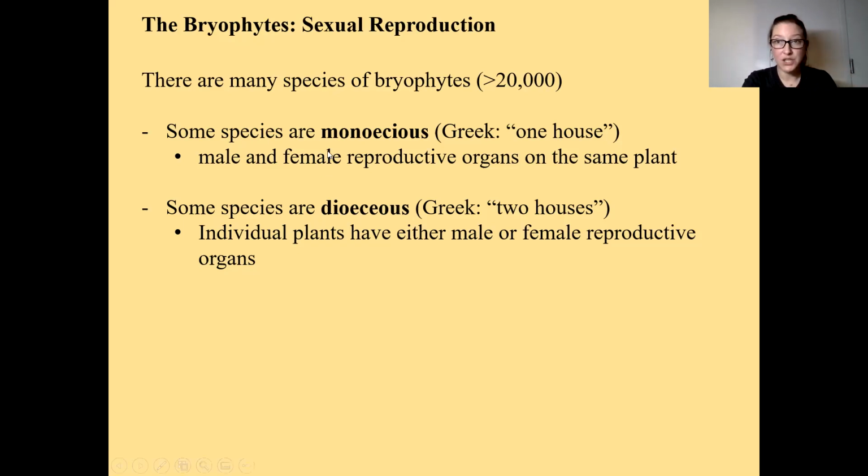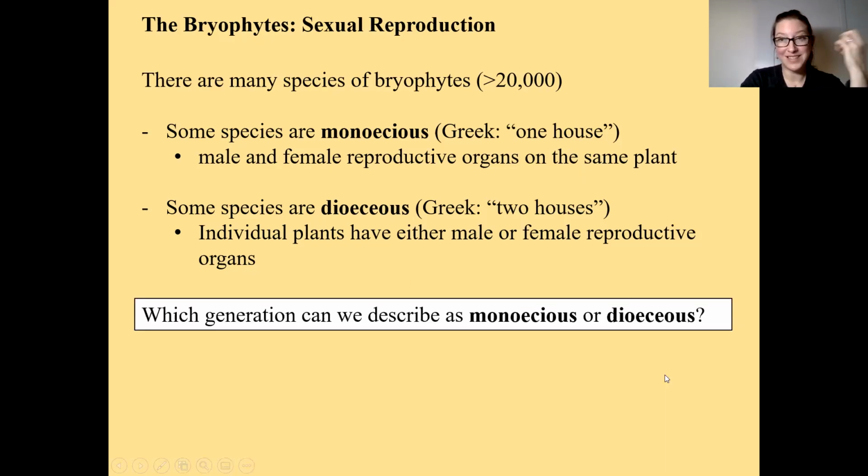So monoecious means one house, or one plant, that has both male and female sex organs on it. Whereas dioecious means two houses. This house has the male reproductive organs and this house, or plant, has the female reproductive organs. So there are over 20,000 species of bryophytes. Some are monoecious, some are dioecious.